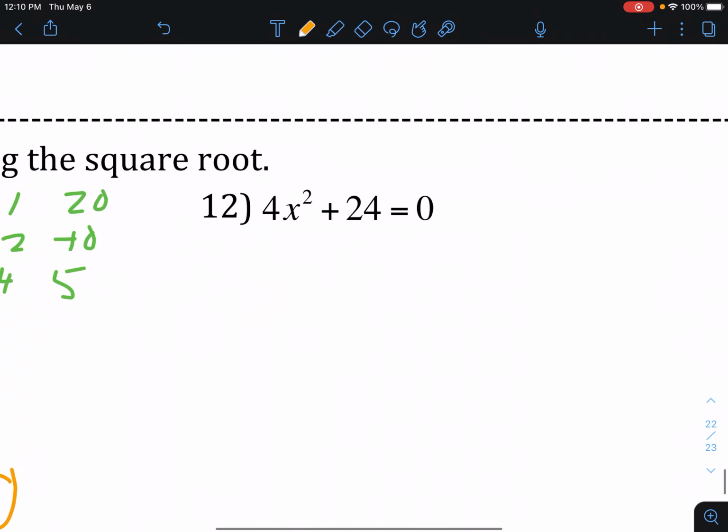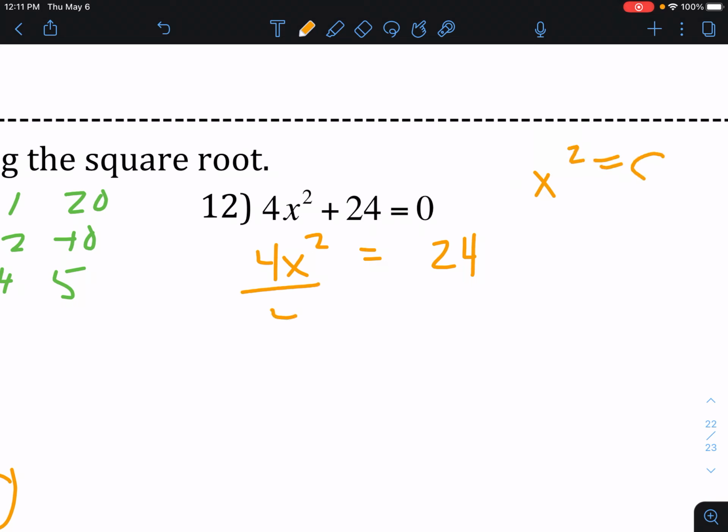Okay, number 12, I can actually use the square root method here because I'm missing an x term. So let's get x squared by itself and then take the square root. First, we're going to subtract 24. Remember, square root method, we do not want to set equal to 0. We want it in the form x squared equals c, a constant. Divide both sides by 4. So we have x squared equals 6.